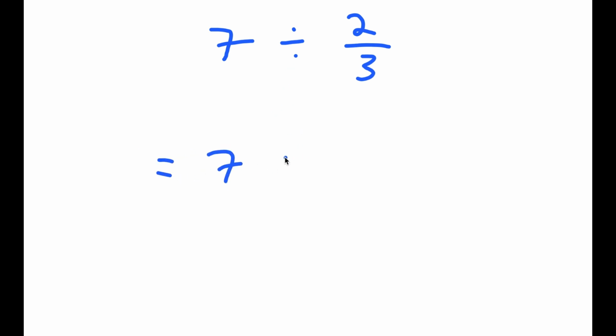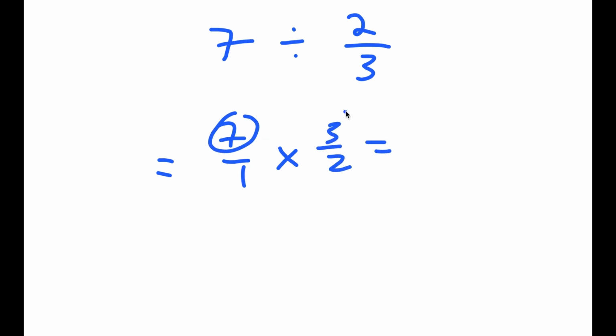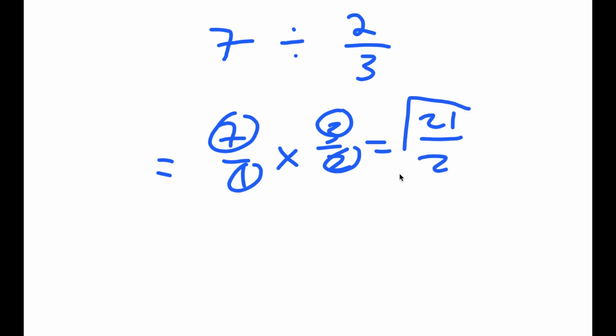Let me give you another one. Let's do 7 divided by 2/3. I want you to pause the video and try this. All right, now for the explanation. This turns into 7 times 3 over 2, which is the same thing as 7 over 1 times 3 over 2. 7 times 3 is 21. 1 times 2 is just 2. So I get 21 over 2 as my answer.